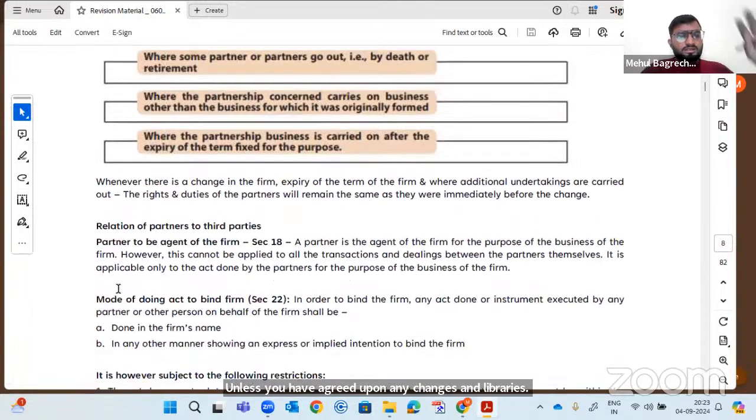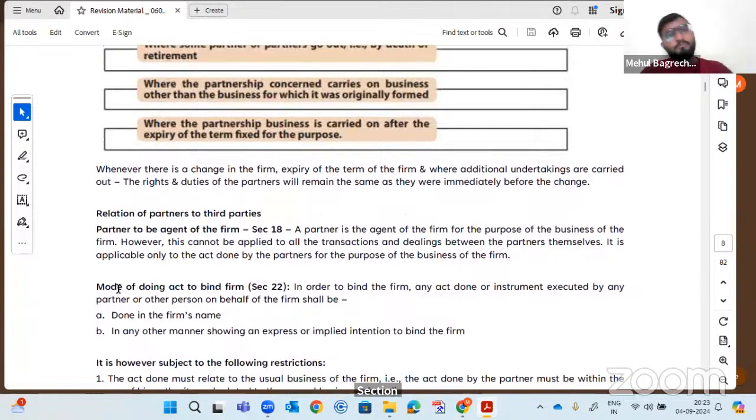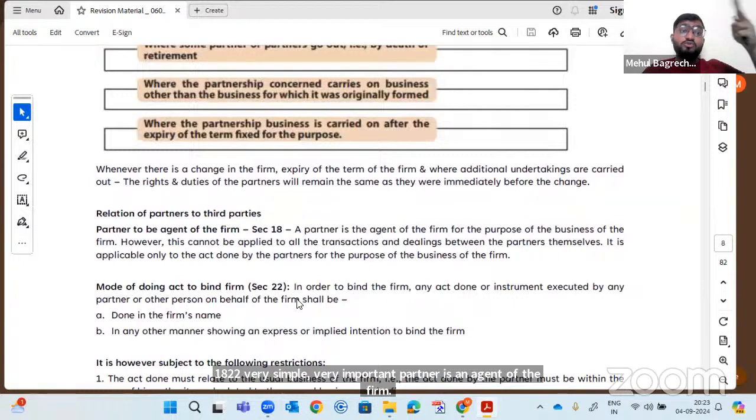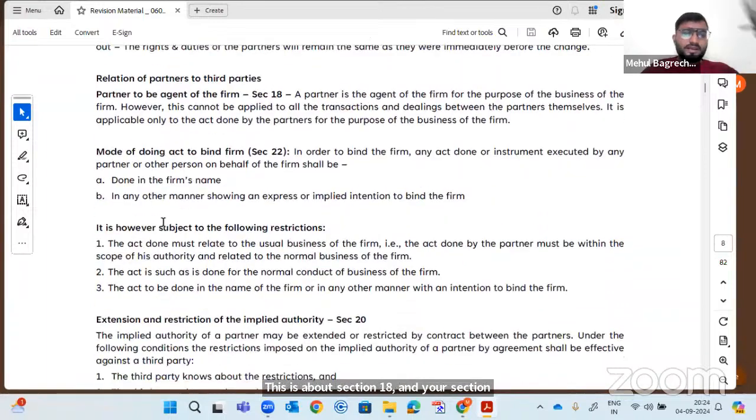Now, sections 18 to 22, very simple, very important. Partner is an agent of the firm. Since you are an agent of the firm, you get a superpower. What is the superpower called? Implied authority. I can extend or restrict this superpower against the third party. It will be effective provided the third party is aware of such extension or restriction. This is about section 18 and your sections 19, 20, and 22. I hope I'm clear, everyone. Understood? Next.